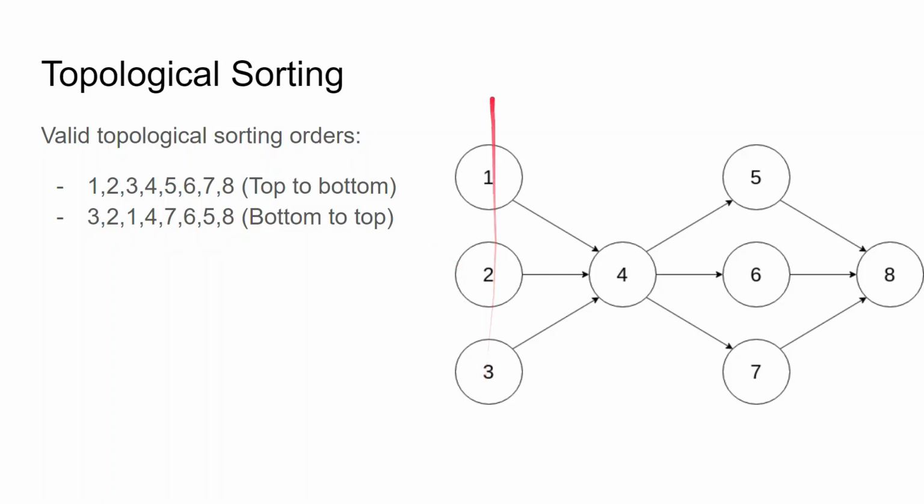We can do the opposite way. We can do 3, 2, 1 because they don't have any prerequisites, so we can do them in any order. We can also do them in 2, 3, 1, right? Because they don't have any prerequisites. And then 4, and then 6, 7, 5, or 7, 6, 5, and then 8, right? So there are many ways you can perform topological sorting.